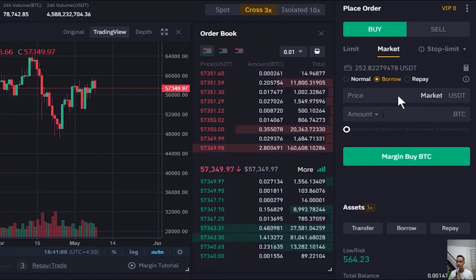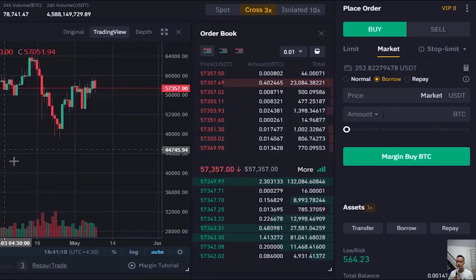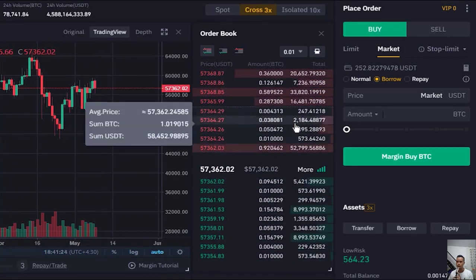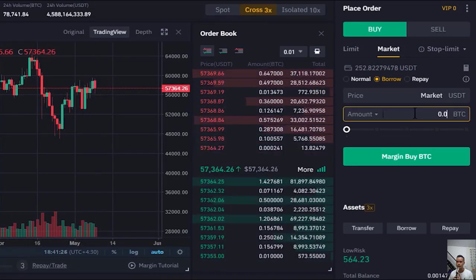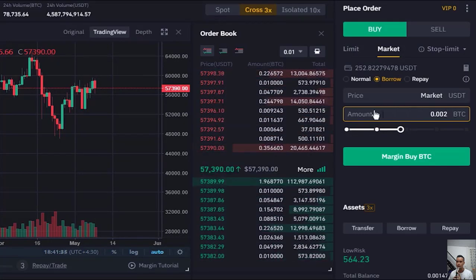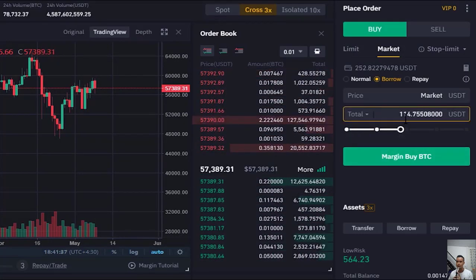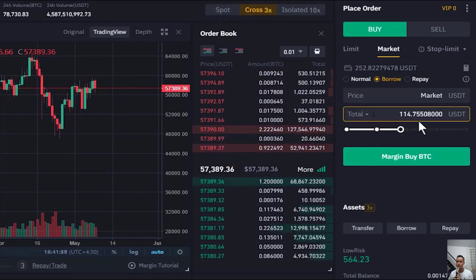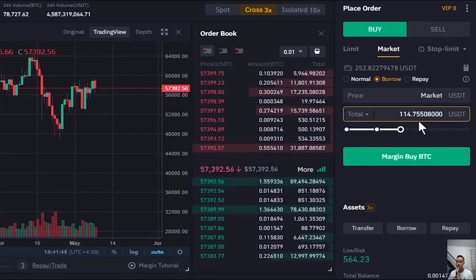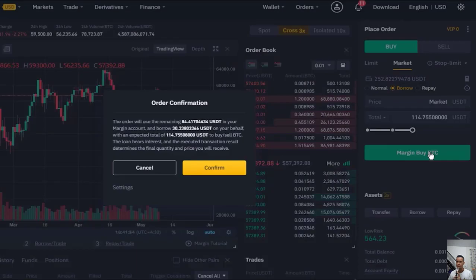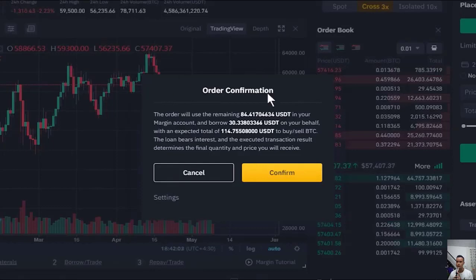Let me show this with an example. Consider we believe that the Bitcoin price is going to rise. So we want to buy 0.002 Bitcoin, which costs 114 USDT, which is greater than our initial fund. We click on margin buy BTC and it wants us to confirm the order.